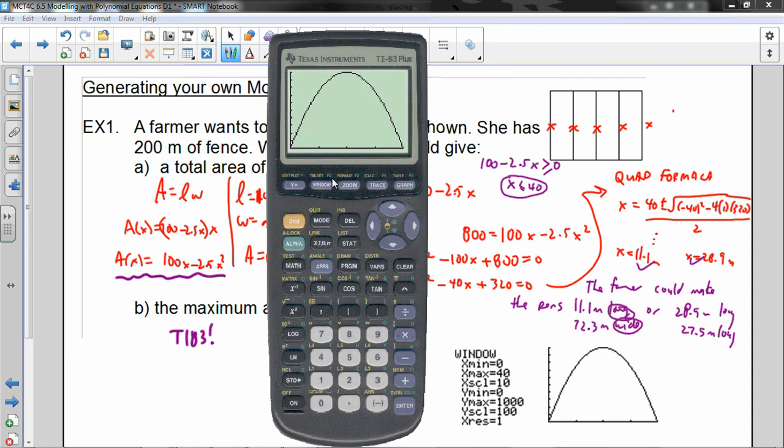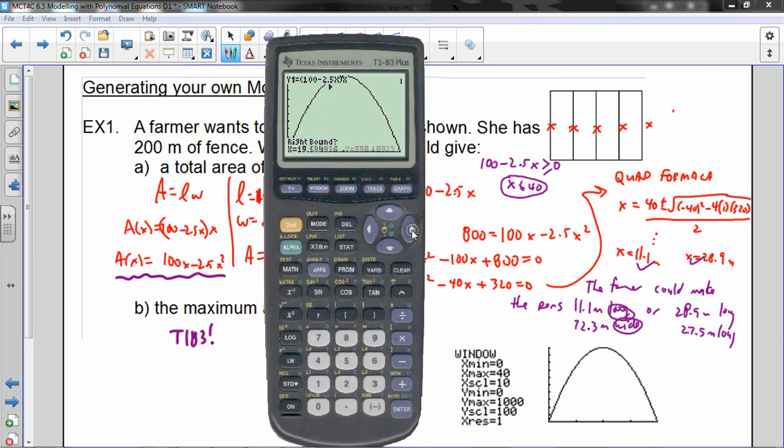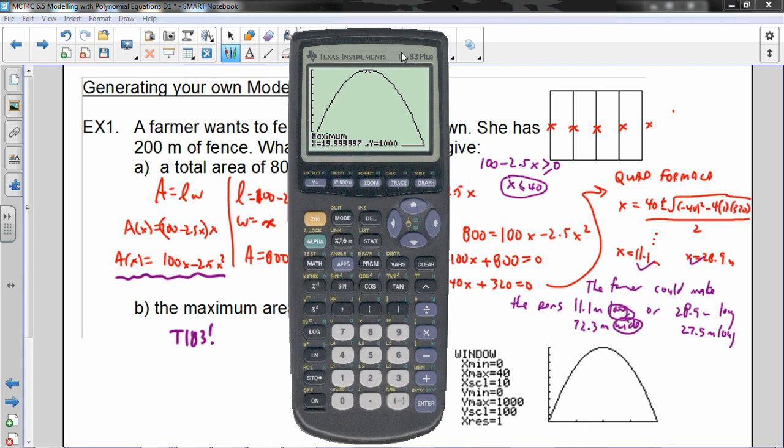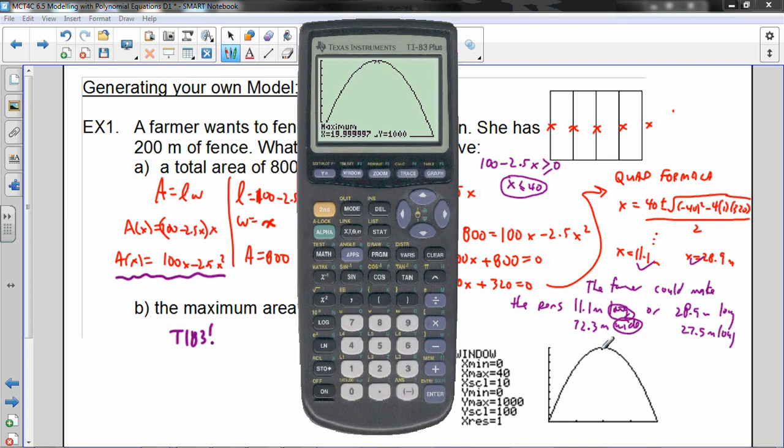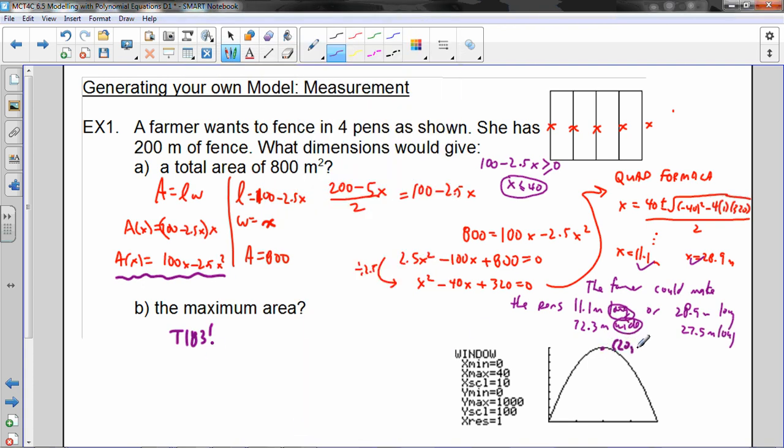Now if I press graph, there it is. And I can see the maximums right there, but I'm going to use the second trace maximum. Find the left bound, the right bound. There's the little spider in the middle, and I get a maximum at 19.9. That's 20, right? That's just rounding error. So the max, this point here, is 20 and 1,000.